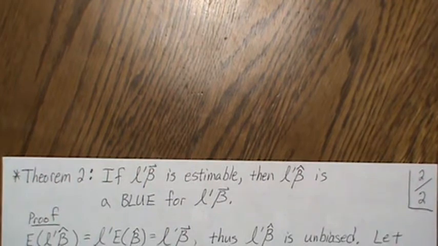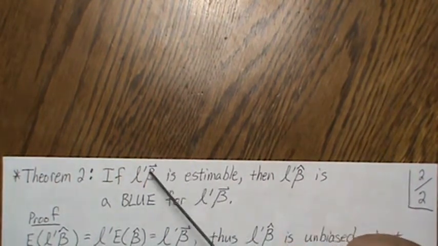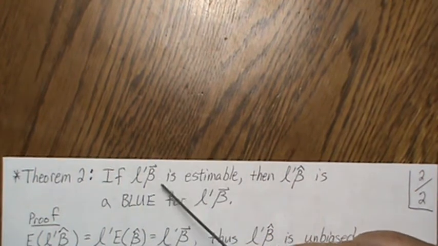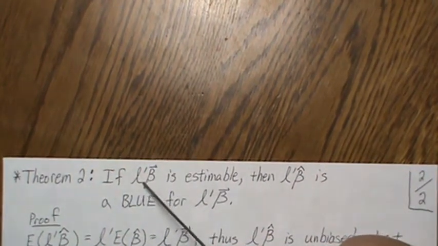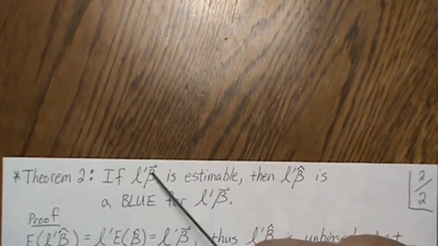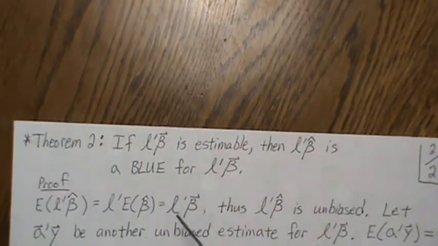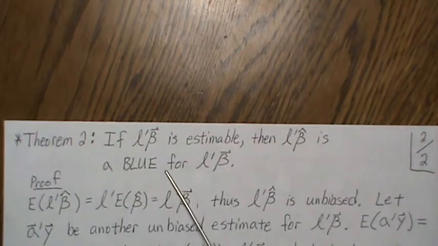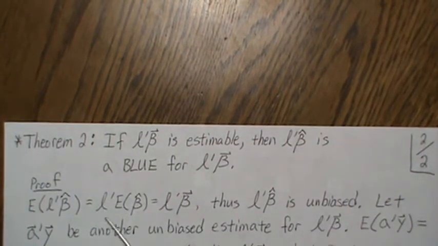So in design of experiments, it's not true. We can't say that the least squares estimate for each beta is a BLUE, but this linear combination for estimable functions is a BLUE. We'll go into much more detail on that when we get to design of experiments.